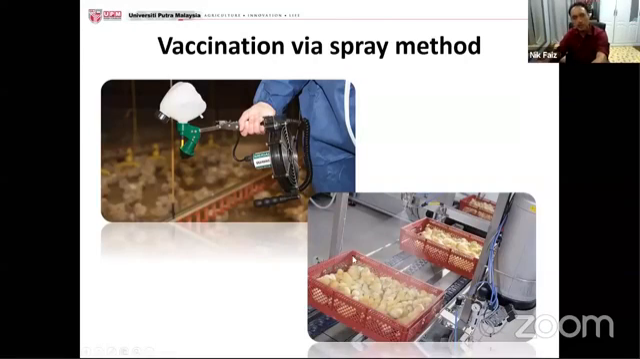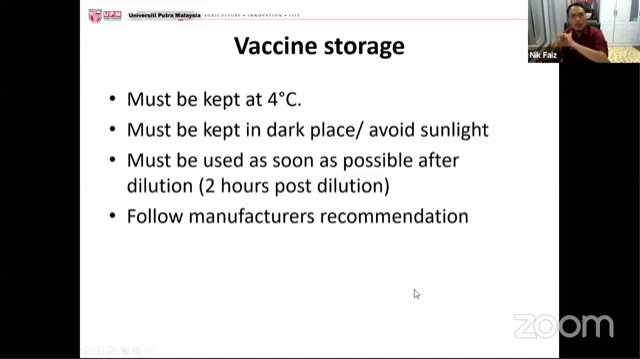We also have vaccinations via spray methods, either in the farms or at the hatchery. When it comes to vaccine storage, it's very crucial to maintain good vaccine storage to ensure that you don't have vaccine failure due to loss of cold chain. Most vaccines must be kept at 4 degrees Celsius.